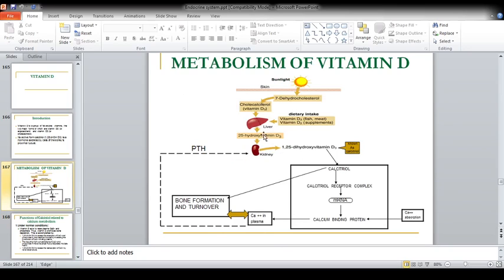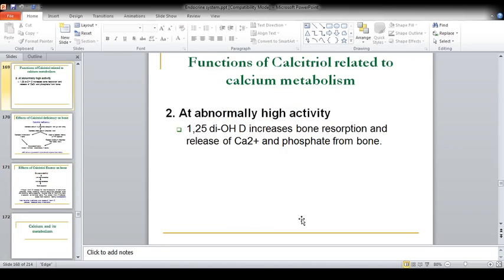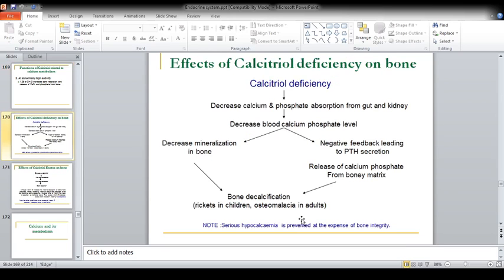So what happens is, when more activated cholecalciferol is being absorbed, it would mean more calcium. That would mean more calcium being deposited in the bone. That would in turn increase the release of parathyroid hormone. If there is abnormally high activity, 1,25 dihydroxy cholecalciferol would increase bone resorption and release of calcium and phosphate from the bone. So it would act the same way as the parathyroid hormone acts.